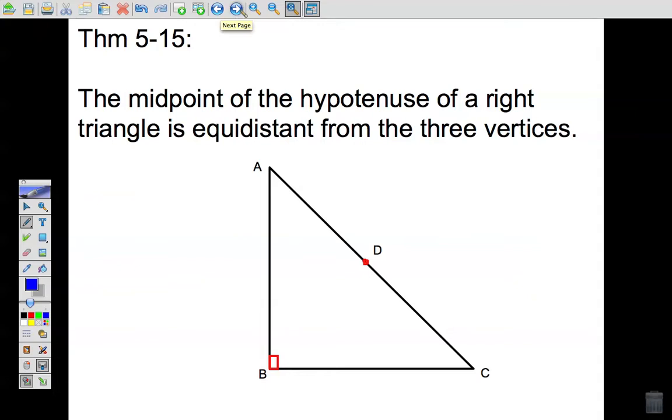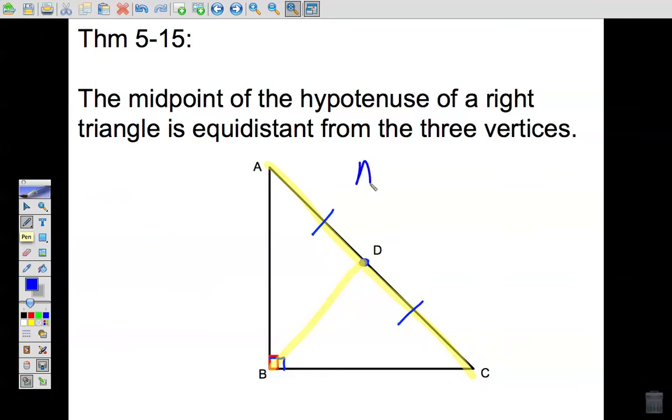Now, theorem 515, I put a little star by this one because you're going to use this one quite a bit. If you have a right triangle, so notice that we have a right triangle here, and we know that D is the midpoint of the hypotenuse. Now, remember the hypotenuse is opposite the right angle. If you know D is the midpoint of the hypotenuse, then this happens: this part is equal to this part, which is equal to this part. So in other words, the midpoint is equidistant from the three vertices.